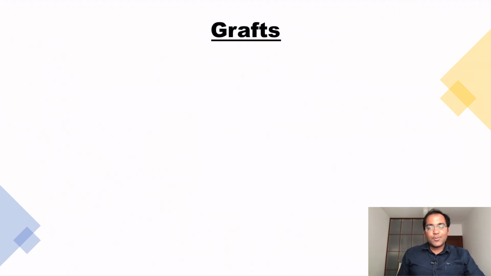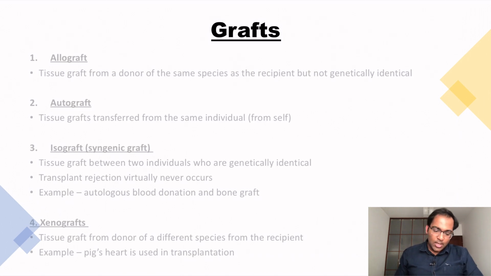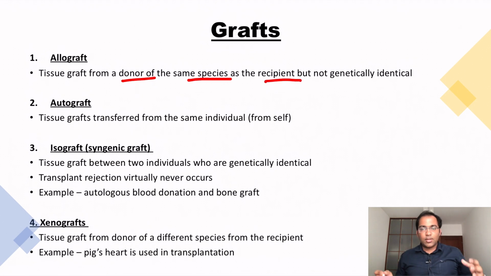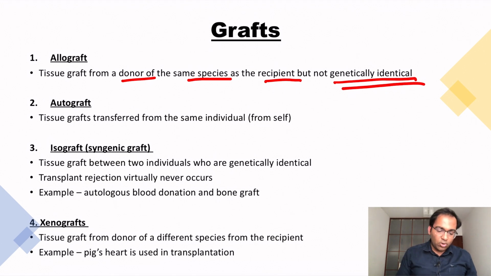Now, what are the types of grafts? Before we start, we should know some basic terminology, just like learning a language. The first is allograft. Allograft is basically when the donor and the recipient belong to the same species. So tissue from a donor of the same species as the recipient is taken, but they are not genetically identical. This is allograft.